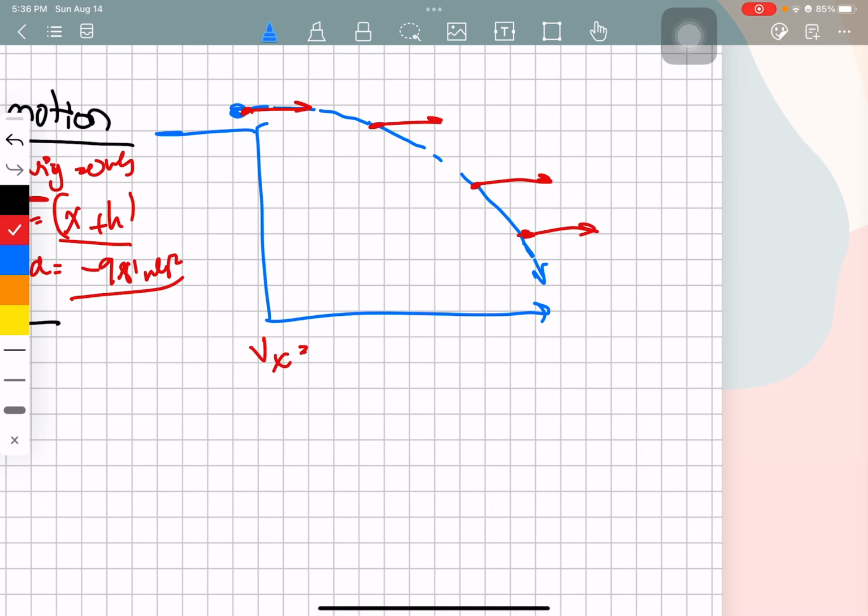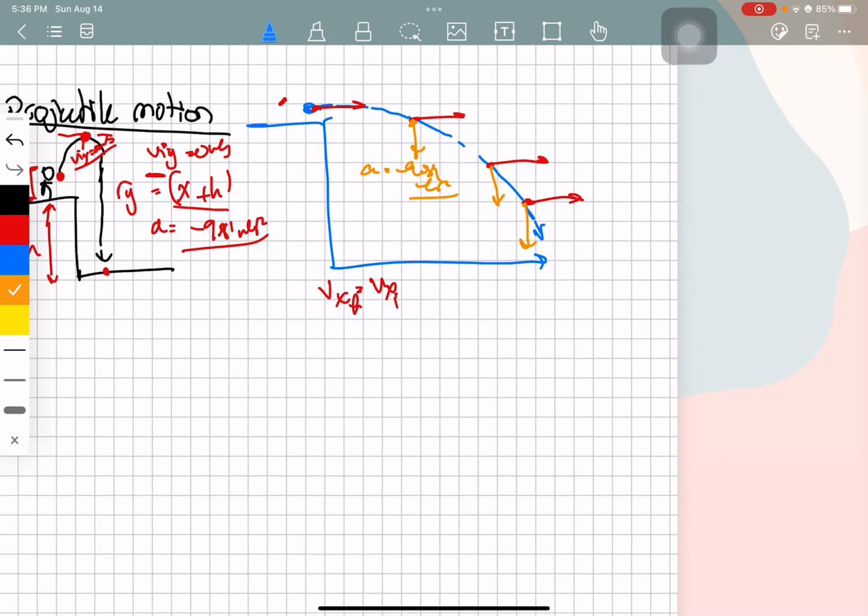Your velocity in the x direction is the same. It doesn't change. The final is equal to the initial, it didn't change in the x direction. However, it did change in the y direction because you have the acceleration pointing downwards. You're accelerating downwards, and you have that negative acceleration, negative 9.81 meters per second squared. Right? So this is some of the types.